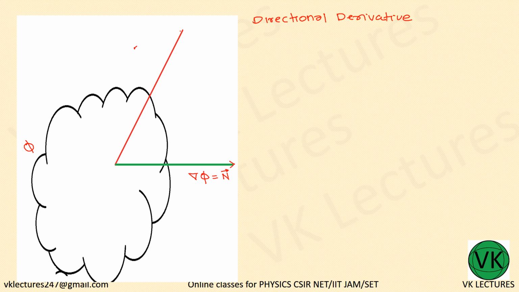Now I want to find, on any arbitrary direction A, how the function phi varies. So in this direction it is the maximum variation, maximum increase or decrease. Okay, so in this direction it is the maximum increase or decrease. Now I wanted to know in this direction how much increase or decrease happens. So this is some vector, arbitrary direction A.